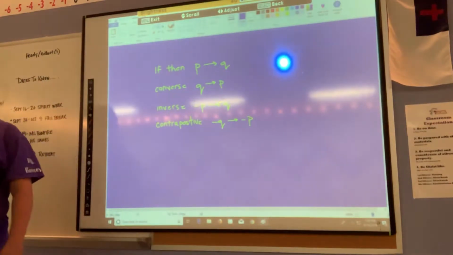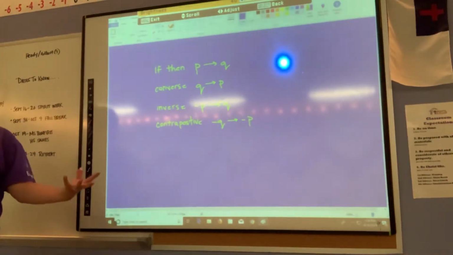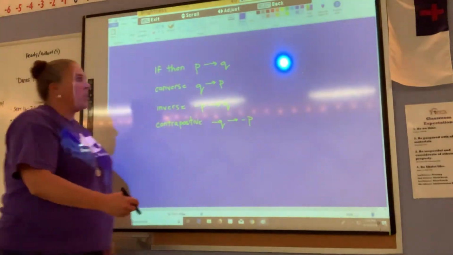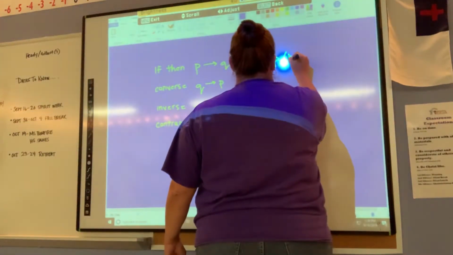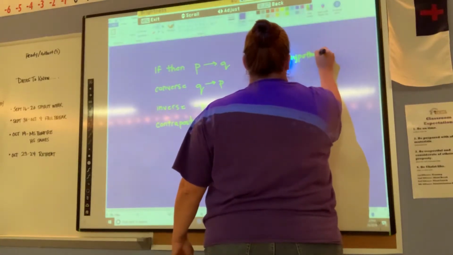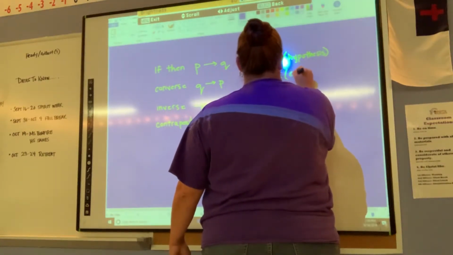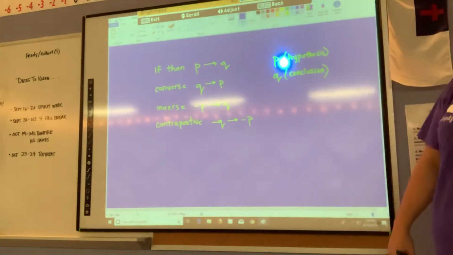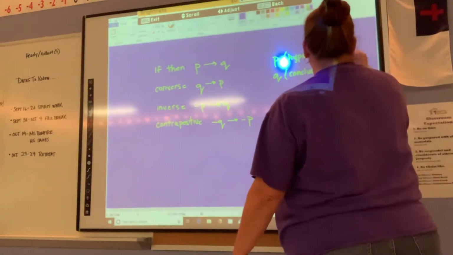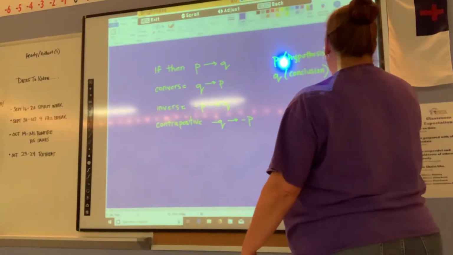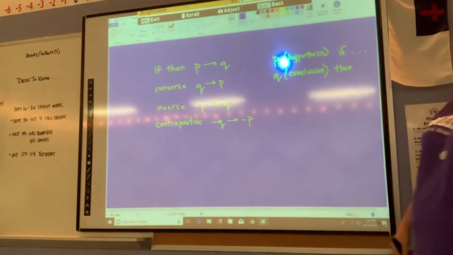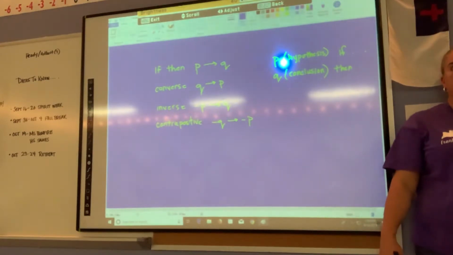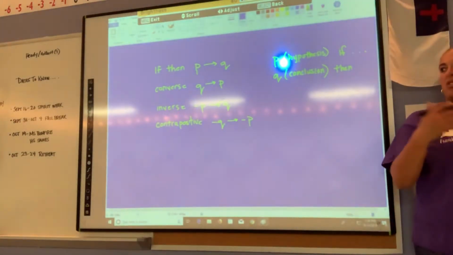What does P stand for? Hypothesis. What does Q stand for? Conclusion. So it might be a little bit more helpful to write it like this. If you have to draw yourself something over here, P is hypothesis and Q is conclusion. If you want to make it even easier for yourself, the hypothesis comes after the if, and the conclusion comes after the then. If two angles form a straight line, then they are worth 180 degrees. This is how it's going to start to play out in geometry.